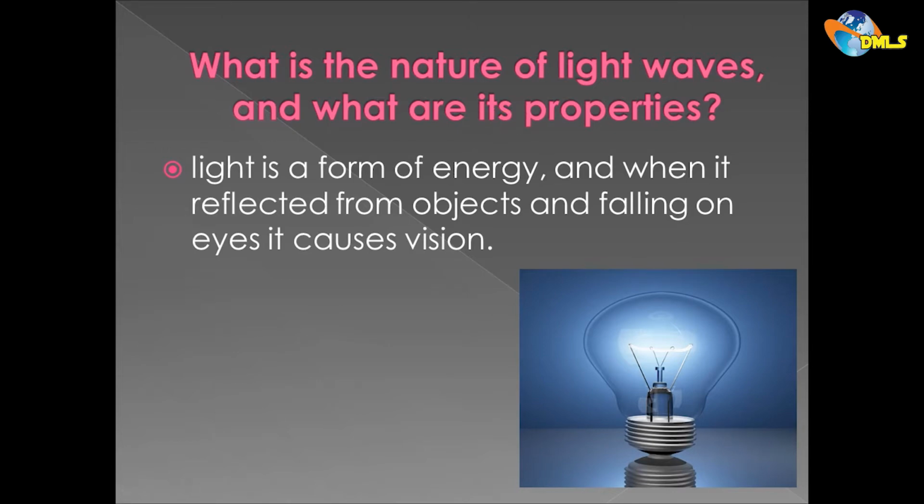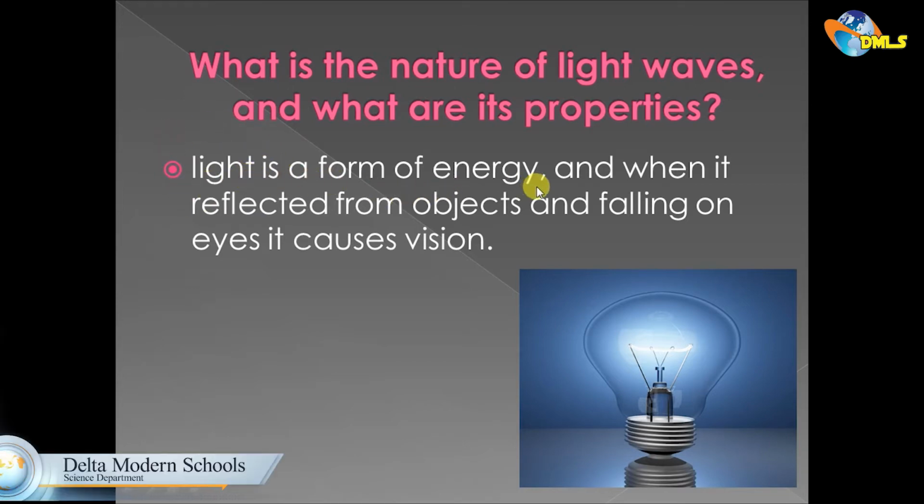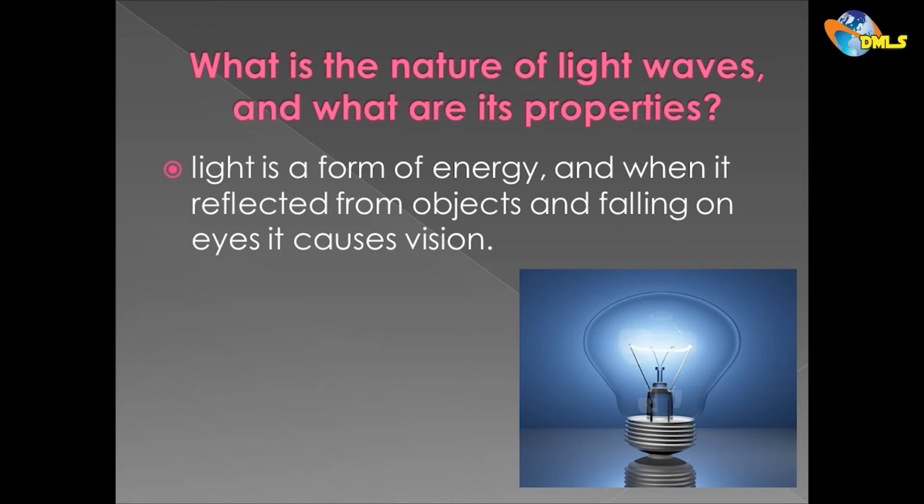Light is a form of energy, and when it is reflected from an object and falls on the eyes, it causes vision. What is the meaning of that? This means that light is a form of energy. We know what the meaning of energy is. We have many forms of energy, and today we will focus only on light. Because of light, we can see everything around us.